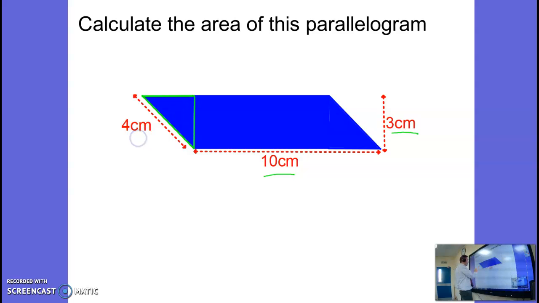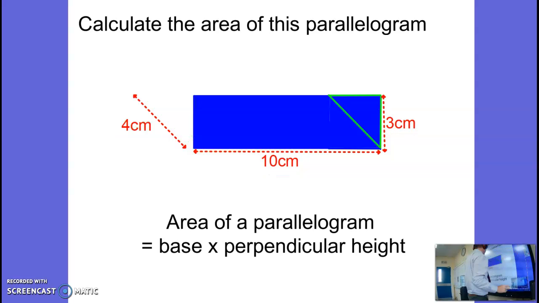This 4 over here, the slanted height, we don't actually need that. To calculate the area, this slanted length is not useful. What we need are the two lengths that are, and it's a special word we've just learned, or just remembered, perpendicular. We're going to multiply the perpendicular lengths, 10 times 3.